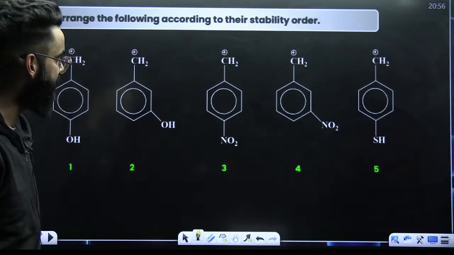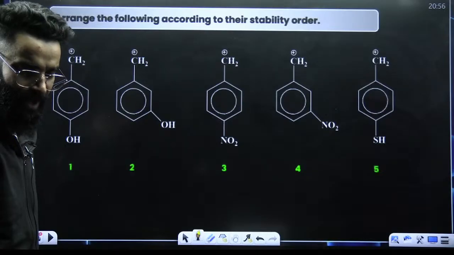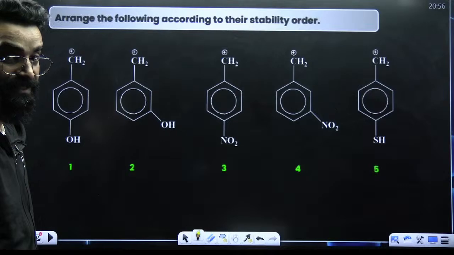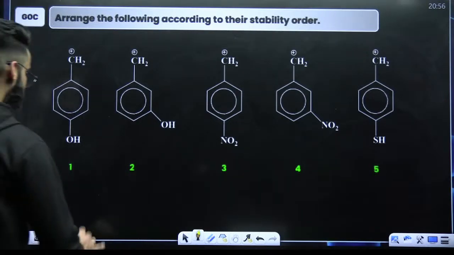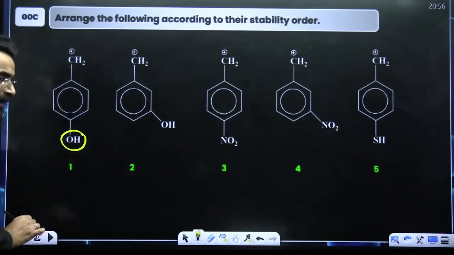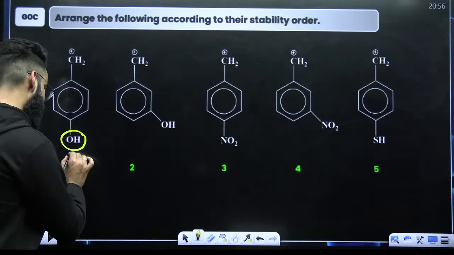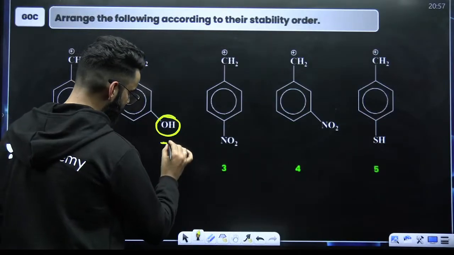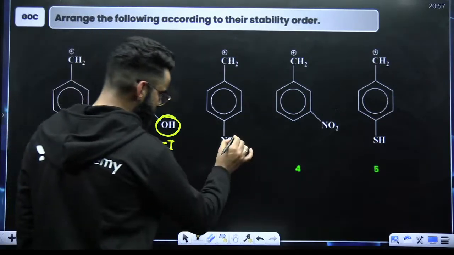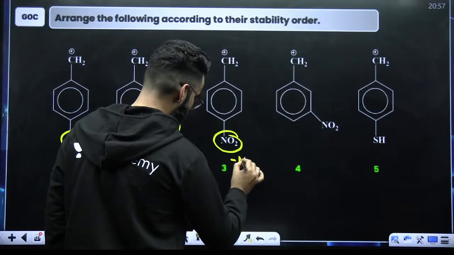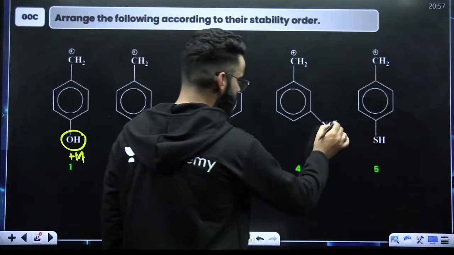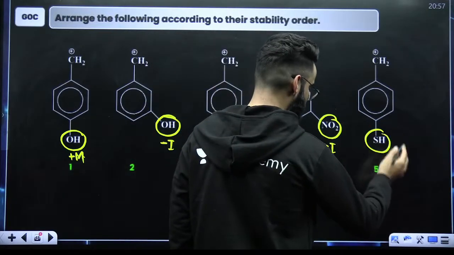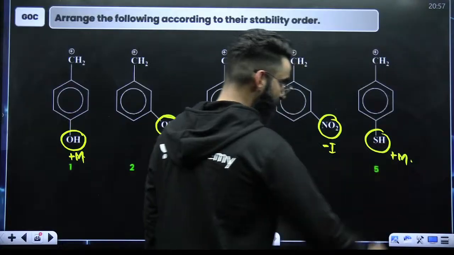Again, these are the carbocations which are given to us, and we need to arrange these carbocations as per their stability. Now, what do you think? OH at the para position is going to operate plus M from here, right? OH at the meta position is going to operate minus I from here. Nitro at the para position is going to operate minus M from here, right? NO2 at meta is going to operate minus I. And SH at para is going to operate plus M, right?